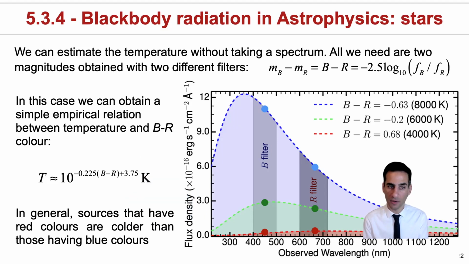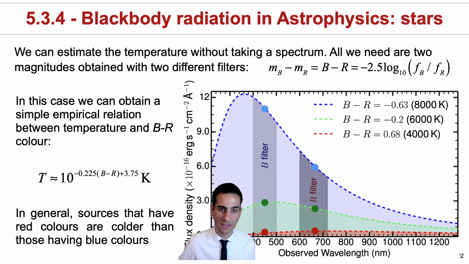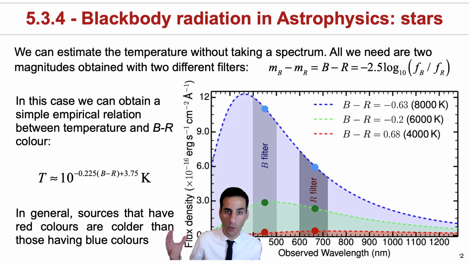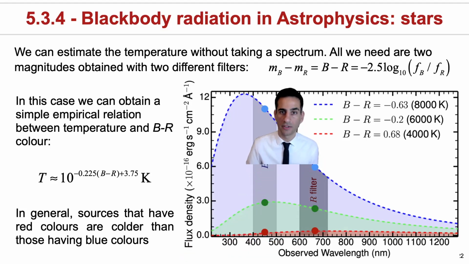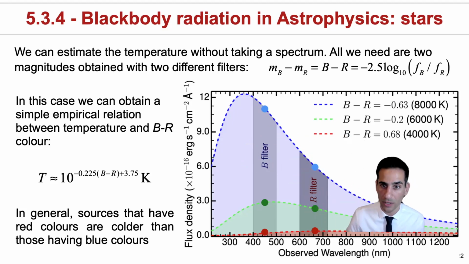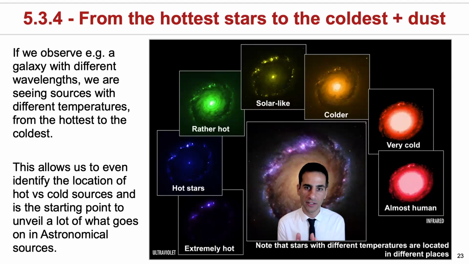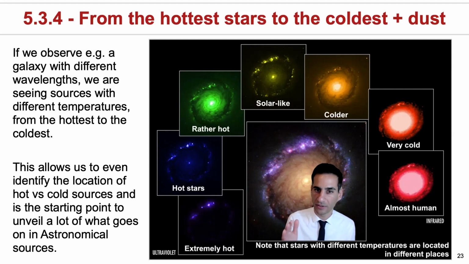What this also implies, obviously, is that in general, sources that have red colors are colder than those having blue colors. And sources that are very, very blue are incredibly hot. Those that are very, very red are very cold. And you can see this demonstrated for this specific color, but it will be valid for other colors as well. We will come back to this aspect, but I think it is already good to start looking ahead when we talk about galaxies, but also when we look at a specific object in astronomy at different wavelengths, because at different wavelengths, you're seeing different temperatures.